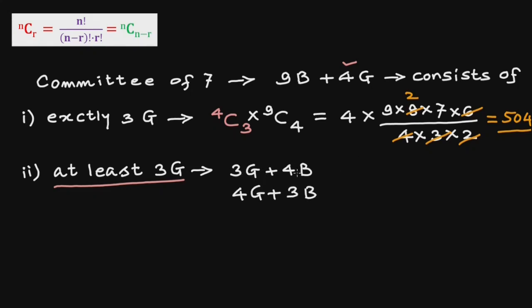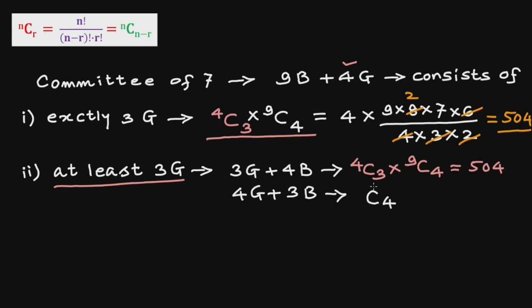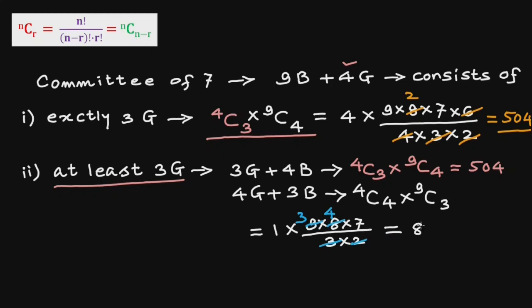A committee of 3 girls and 4 boys can be formed by selecting 3 girls from 4 girls multiplied by 4 boys from 9 boys, which will be 504 as above. A committee of 4 girls and 3 boys can be formed by selecting 4 girls from 4 girls multiplied by 7 minus 4, that is 3 boys from 9 boys. This will be 1 multiplied by 9 into 8 into 7 upon 3 into 2. 3 threes are 9, 2 fours are 8. This will be 84 committees.